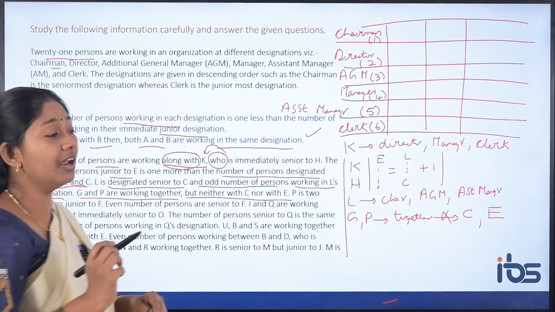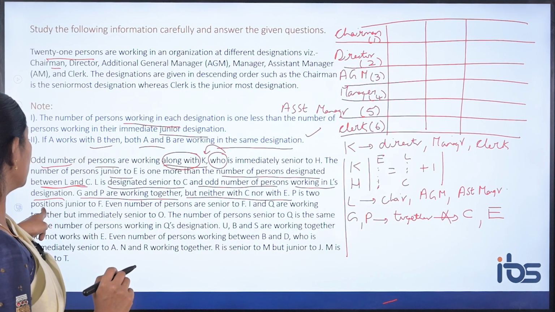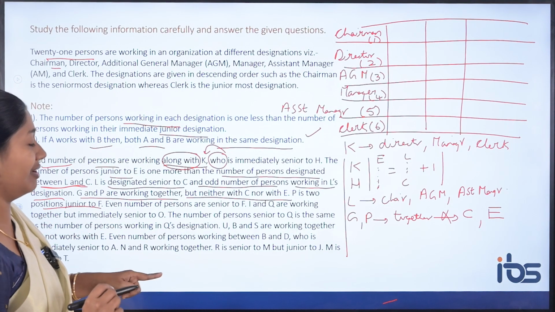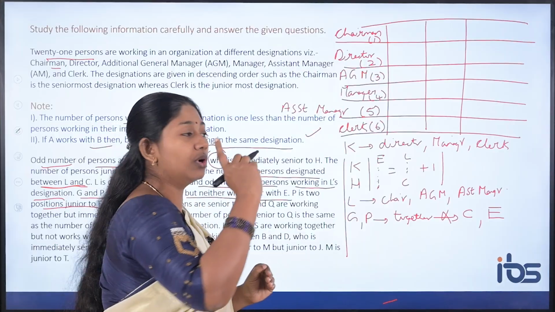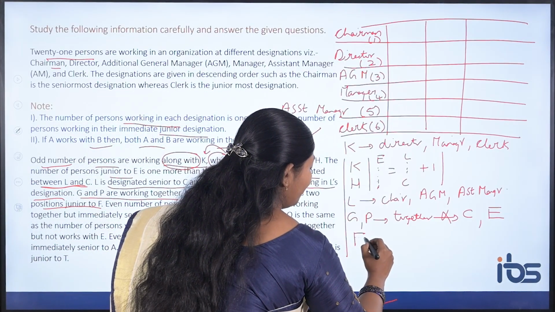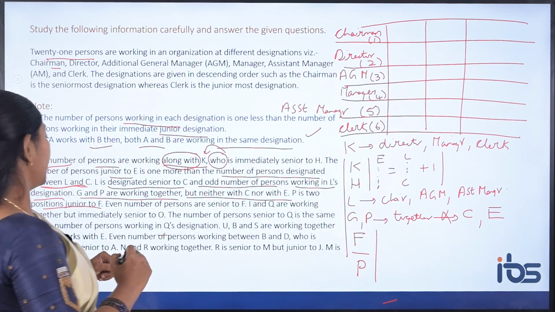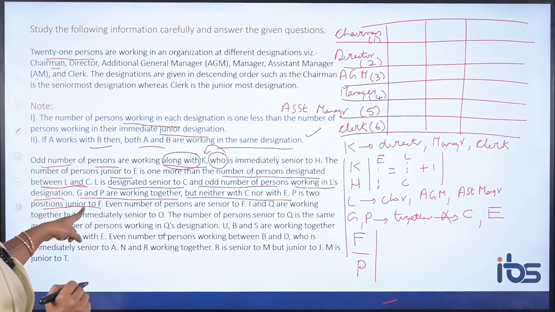But G and P are together. P is 2 positions junior to F. 2 positions junior means only one place. So P is 2 positions junior to F, F, 1 position, P. So in this way you have to take. P is 2 positions junior to F.